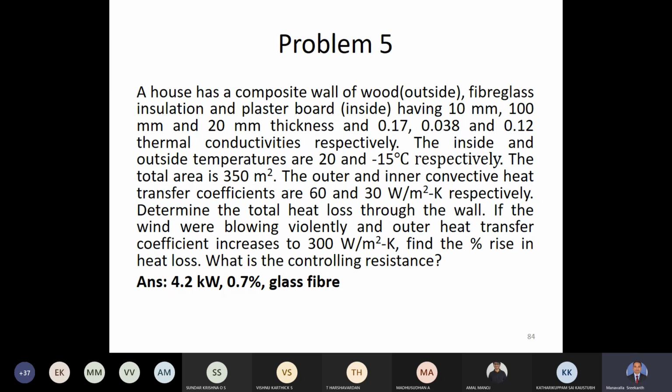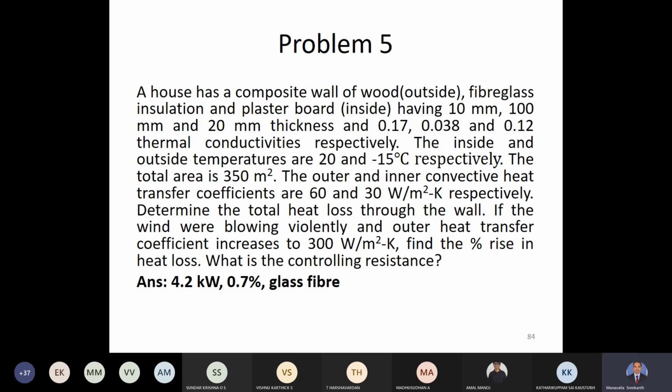Then what is the controlling resistance? So that's the question. There are several questions asked, and also there are three layers of materials in the composite wall. Fortunately, this is a plain wall. Therefore, the area will remain the same across all layers. So we are given the area as 350 square meters, and we will use that.